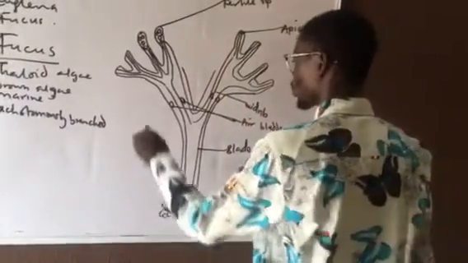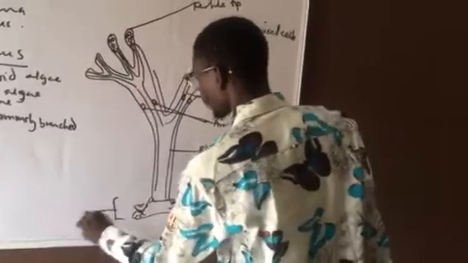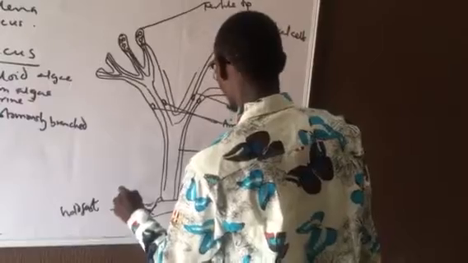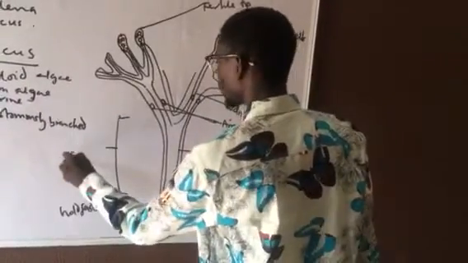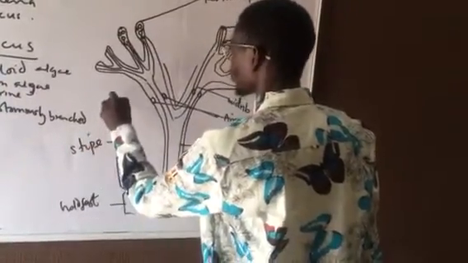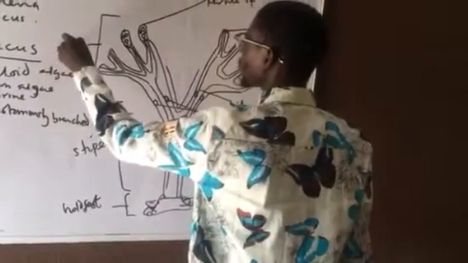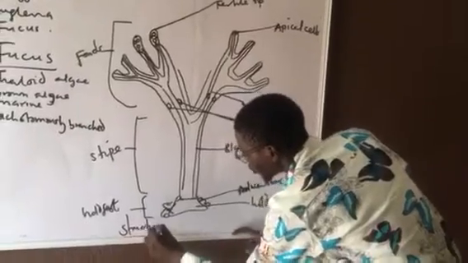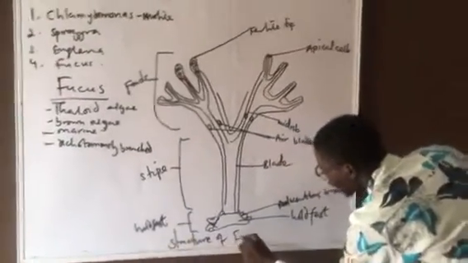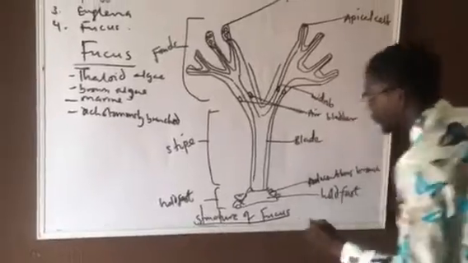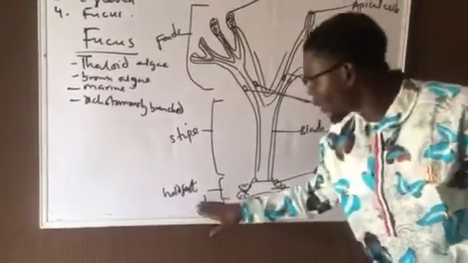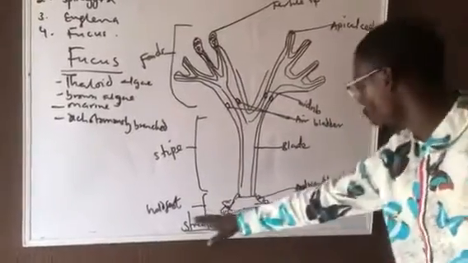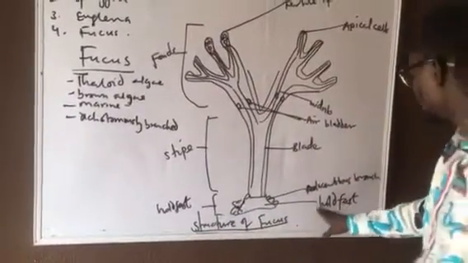So when I talk about the structure of FUCUS, we have the holdfast, we have the stem, and we have the frond. So the structure of FUCUS, this is one of the most advanced groups of algae. It is divided into the holdfast, the stem, and the frond. The holdfast comprises the adventitious branches as well as the holdfast.